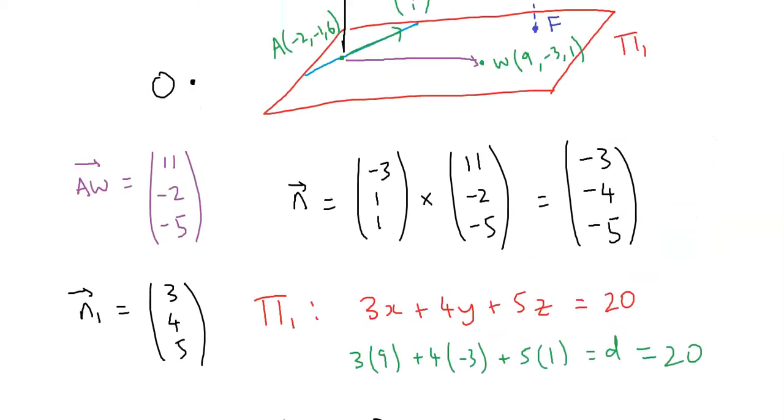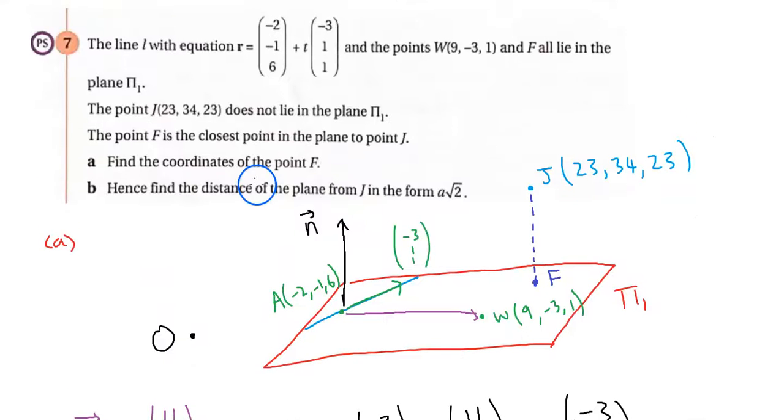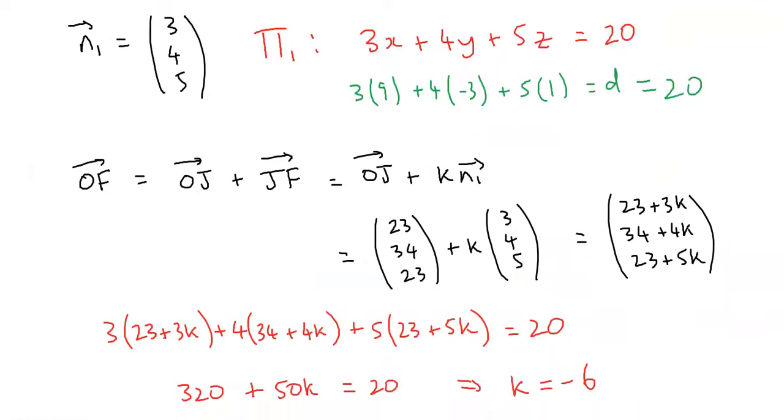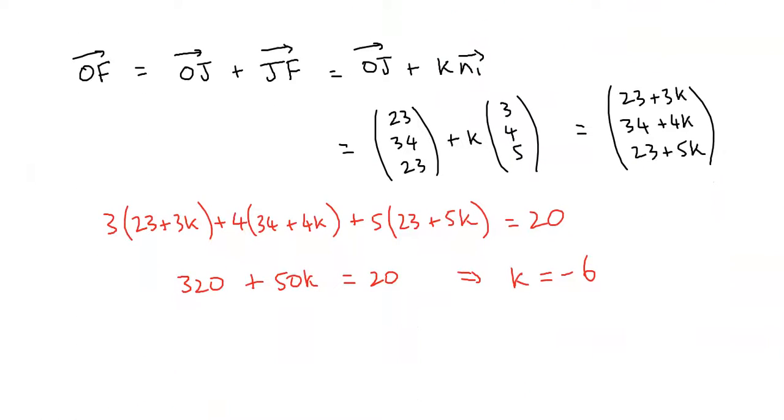And so now it's very easy to find the coordinates of the point F. It's the same as the coordinates of the column vector OF. And so we just put k equals negative 6 into here. So we have 23 minus 18 is 5, 34 minus 24 is 10, and 23 minus 30 is negative 7.